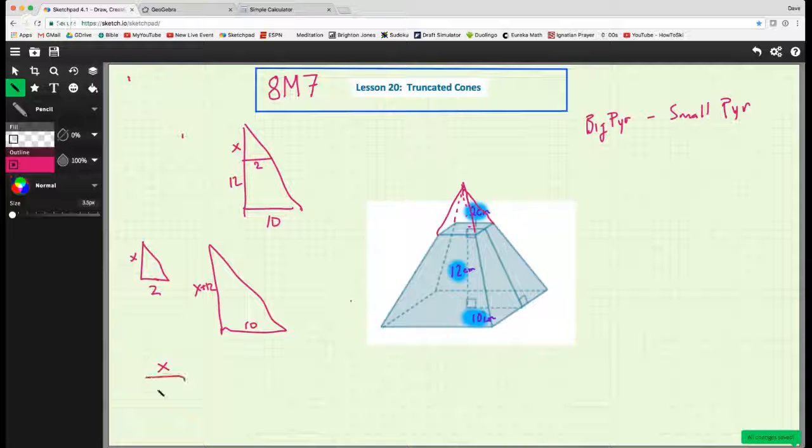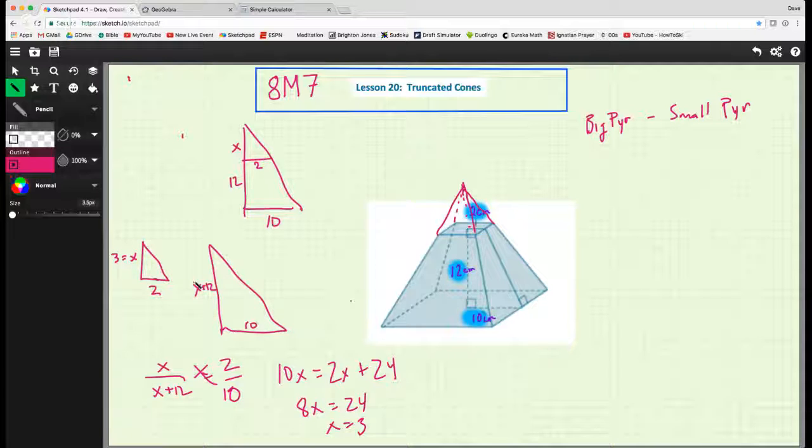So X is to X plus 12 as 2 is to 10. Cross multiply. 10x equals 2x plus 24. 8x equals 24. X equals 3. So this little piece here is 3. So our height of our small pyramid is 3. Height of our big pyramid is 3 plus 12, or 15.